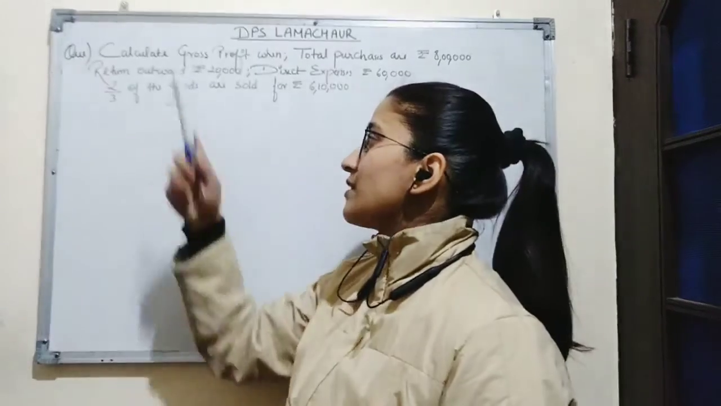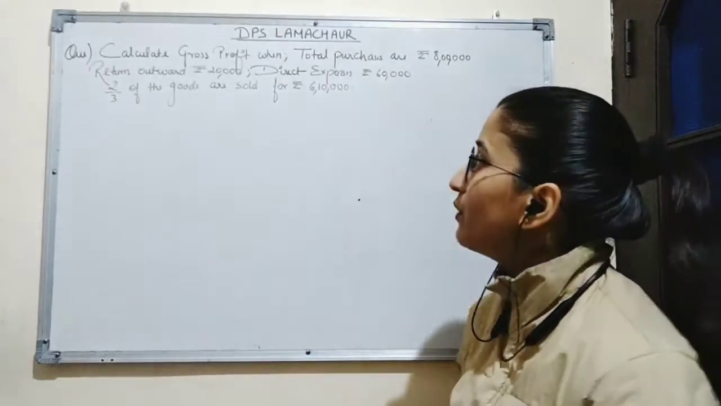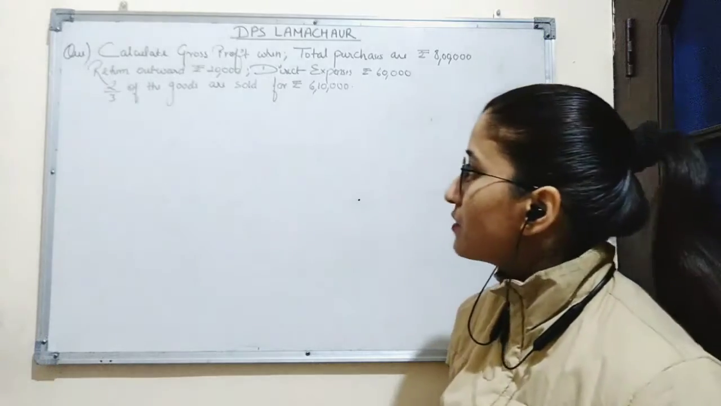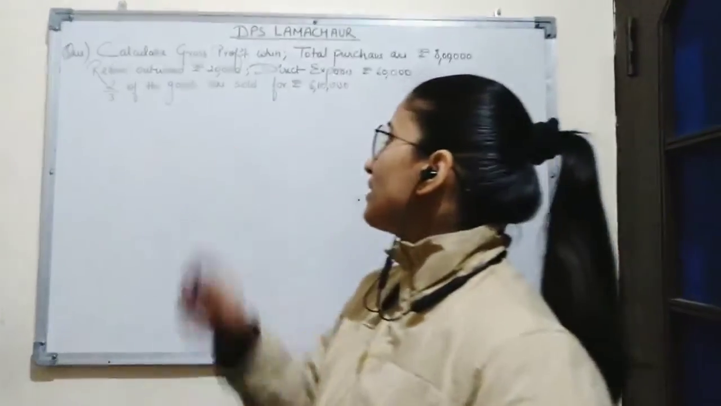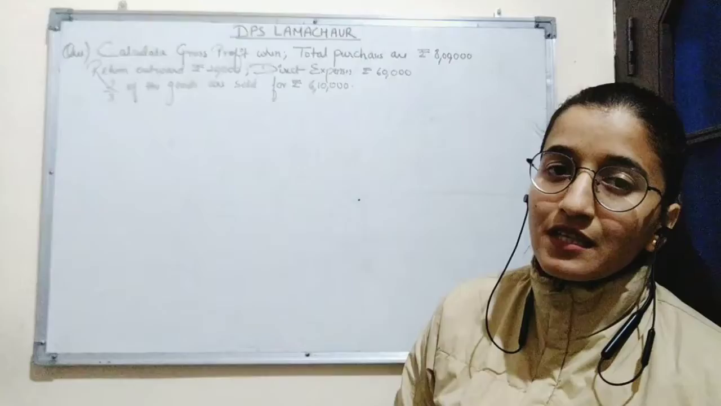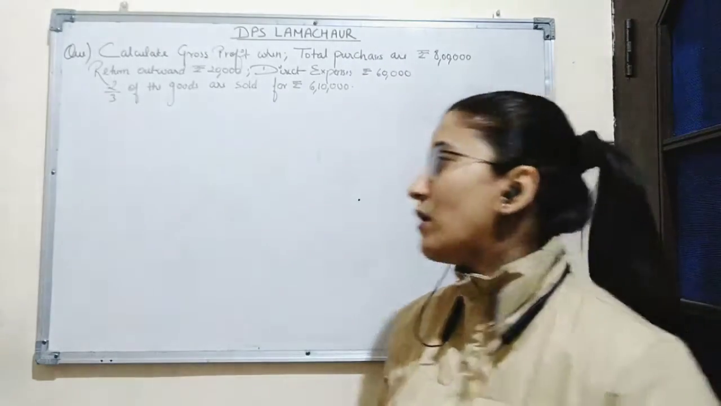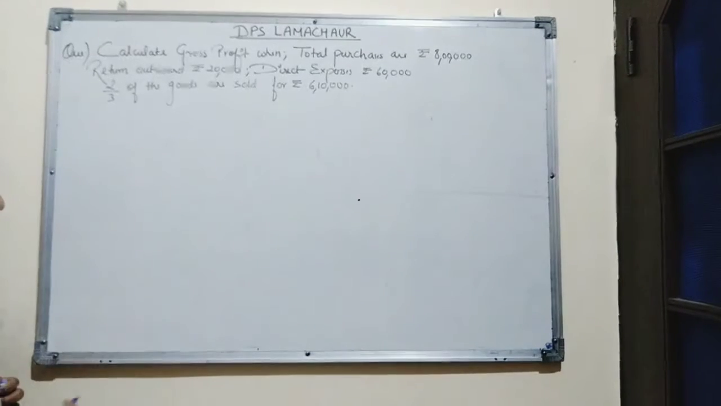Return outward is considered as purchases return. Direct expenses amounting to rupees 60,000. 2/3 of the goods are sold for rupees 6,10,000. So here we have to calculate the amount of gross profit.